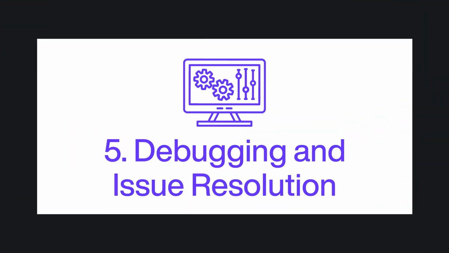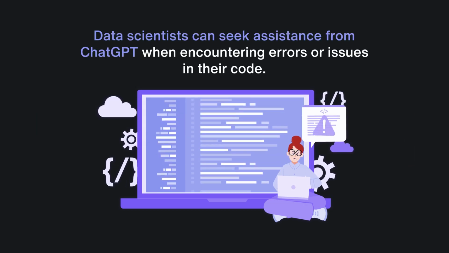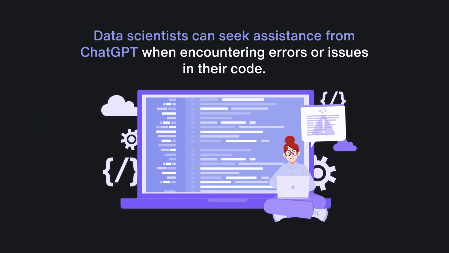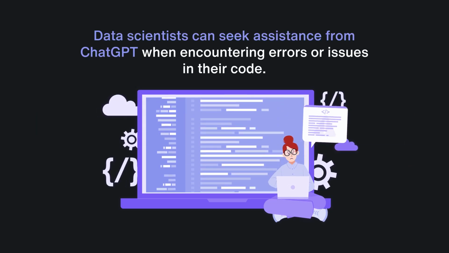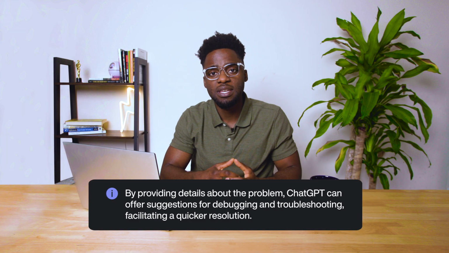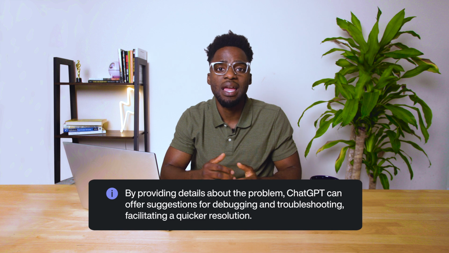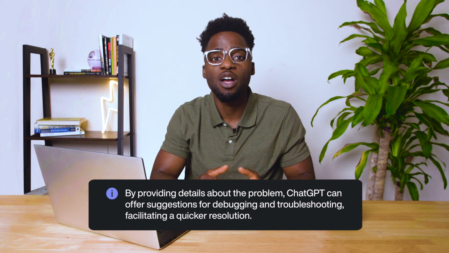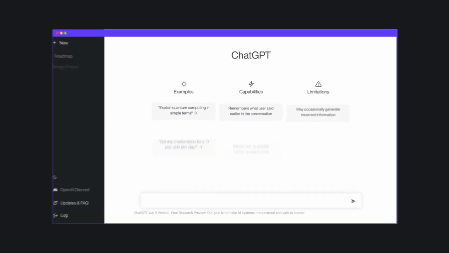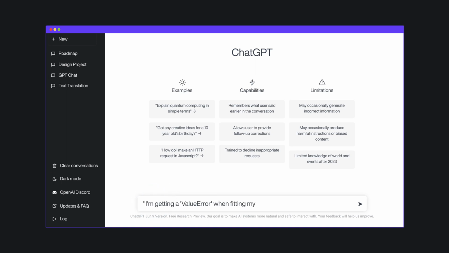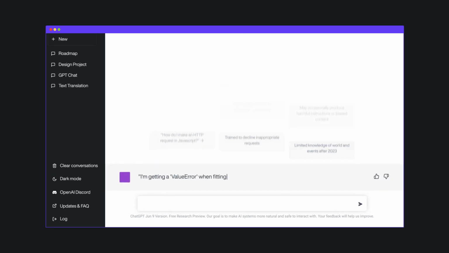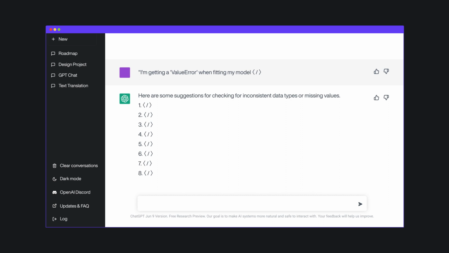Debugging and issue resolution. Data scientists can seek assistance from ChatGPT when encountering errors or issues in their code. By providing details about the problem, ChatGPT can offer suggestions for debugging and troubleshooting, facilitating a quicker resolution. For example, if you say, "I'm getting a value error when fitting my model," ChatGPT might suggest checking for inconsistent data types or missing values.